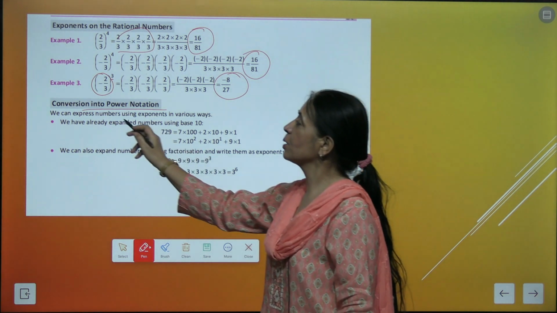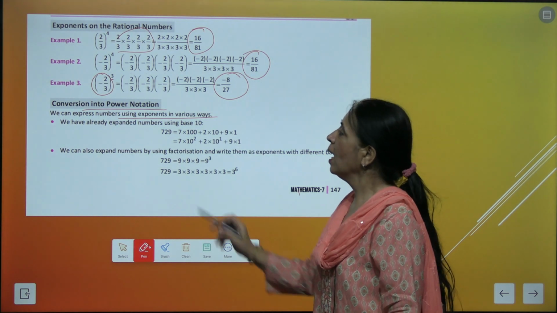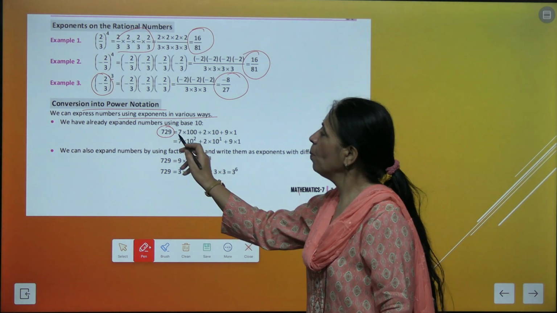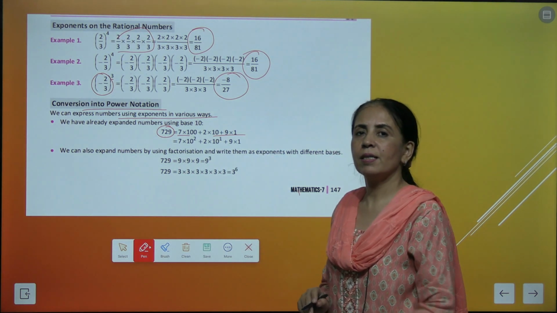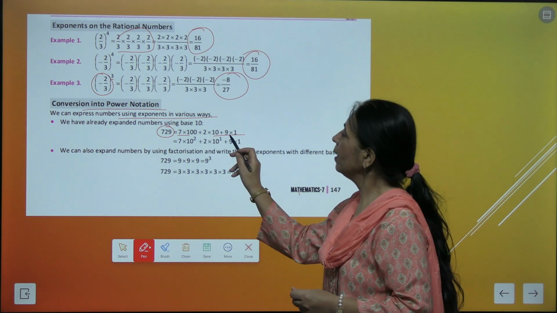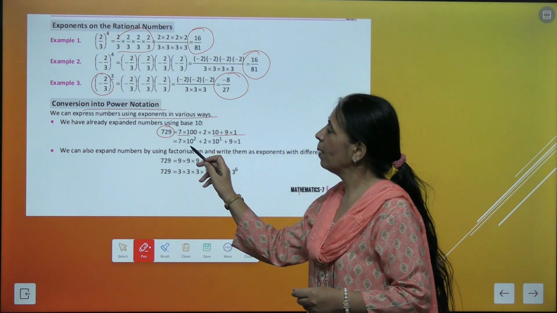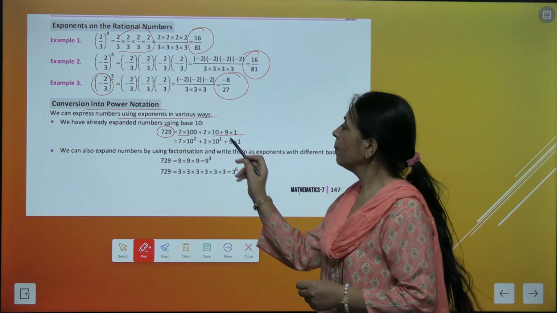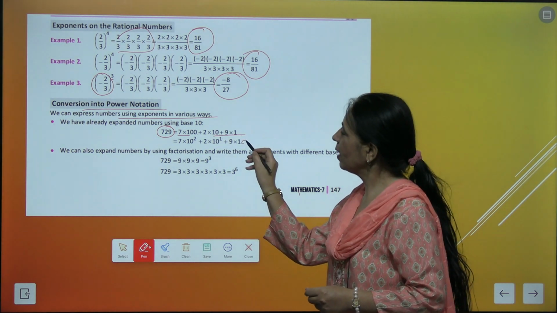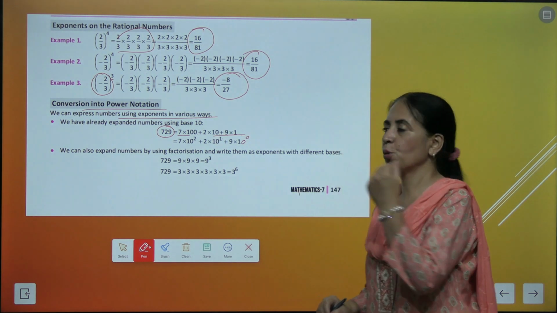Now children, we can express numbers using exponent in different ways. अगर हमें एक नंबर दिया हुआ है 729, हम इसको ब्रेक करते हैं, कैसे? 7 times 100, 2 times 10 and then 9 times 1 and they are added together. अब इस 100 को हम 10 स्क्वायर लिख सकते हैं. सिमिलरली यहाँ 10 की पावर 1 लिख सकते हैं, और यहाँ पर 1 की जगह इवन हम 10 की पावर 0 भी लिख सकते हैं, बिकॉज किसी नंबर की पावर 0 1 होता है.